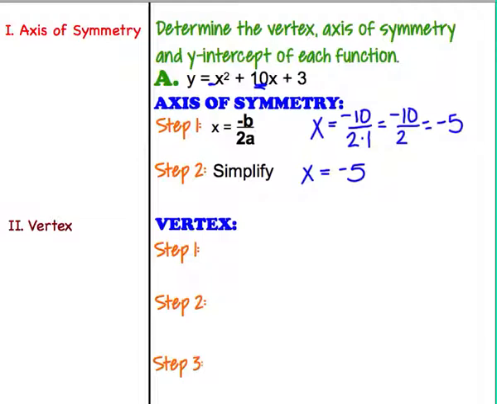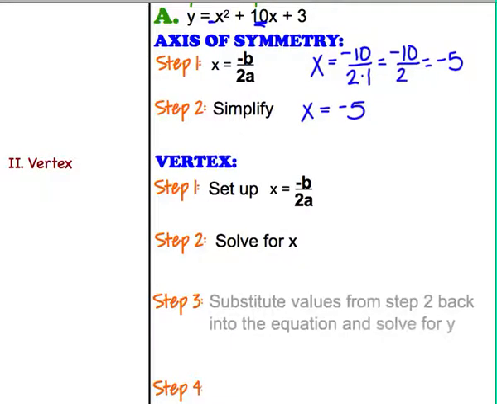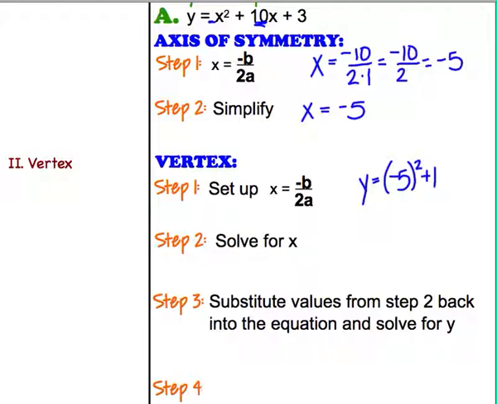Moving on to finding the vertex. Step 1 of finding that vertex, again, we had already set up opposite of b over 2a to equal x, so we know x equals negative 5. After we solve for x, and this all can be done in one step, we're going to substitute those values back into the original equation. So we have y equals x squared plus 10x plus 3, where x is negative 5. So negative 5 squared plus 10 times negative 5 plus 3.